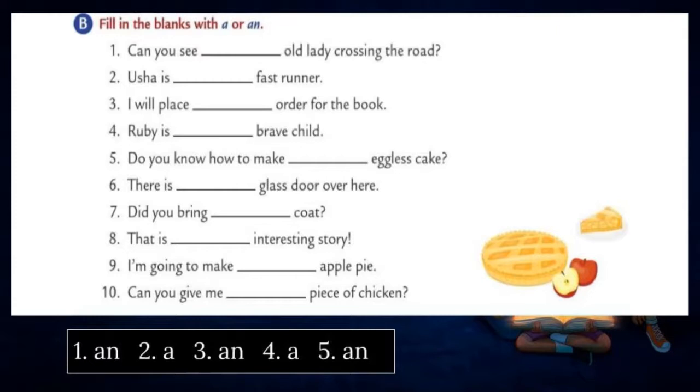Let's move to the fifth one. Do you know how to make dash eggless cake? What is the first letter? E. We know very well that E is a vowel. So we should use an. Do you know how to make an eggless cake? Students, we completed the first 5. The remaining 5 you should try in your grammar book.